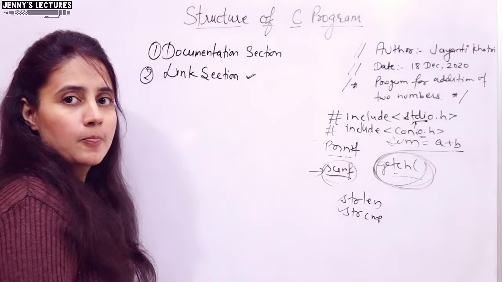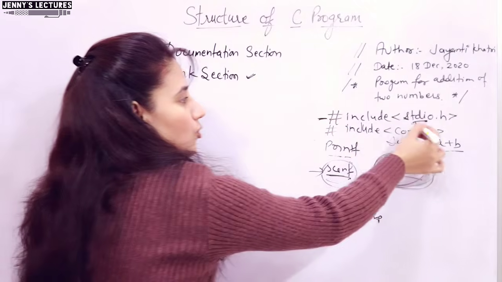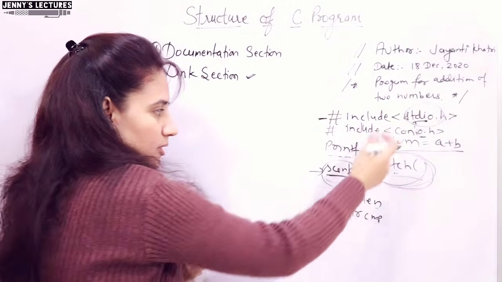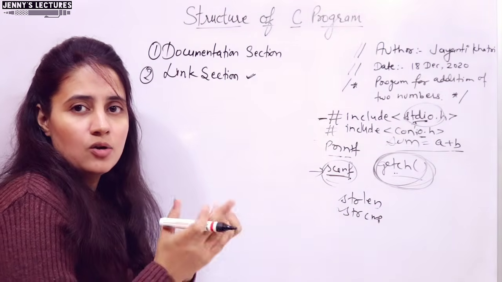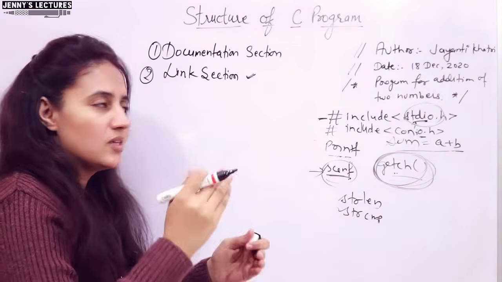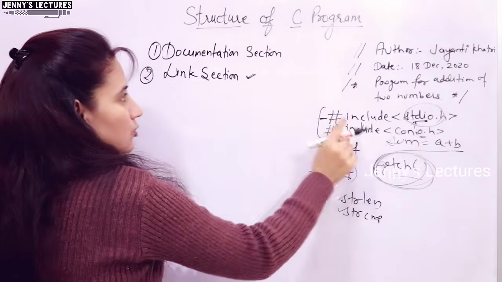And this is what? The link section, because the linker is going to link this code, the C library code, meaning the predefined function code, into your program. How the linking and loading is done, that also we will discuss when we discuss the compilation process. So this is the link section, when you include the header files.